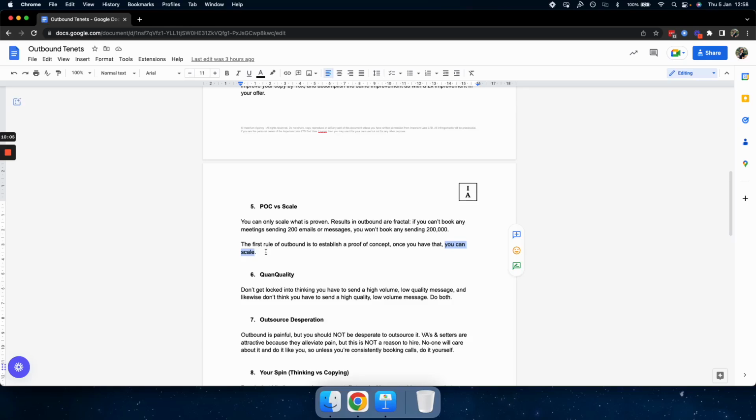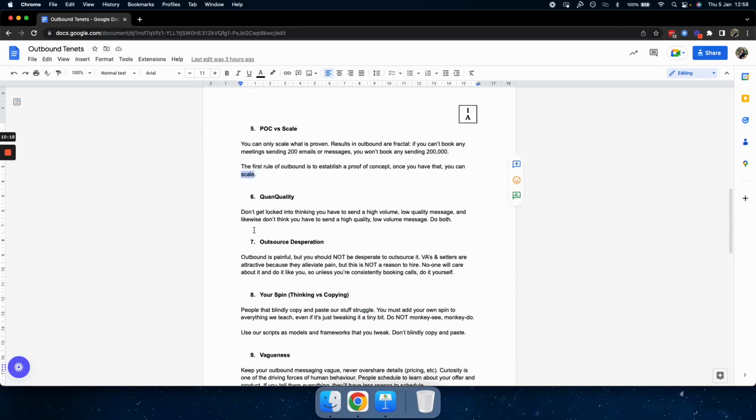Pretty simple, right? You need to get 10, so why don't we just send 350 a day, right? And then you can sort of start to realize, okay, but you can't really scale something that isn't proven. You can scale it, but it doesn't mean it'll be successful. So quality, this is a little idea that I came up with.